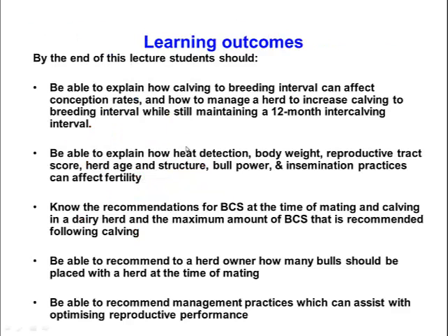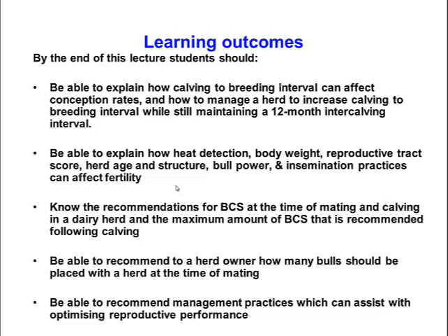By the end of this lecture, you should be able to explain how the calving to breeding interval can affect conception rates, and how to manage a herd to increase the calving to breeding interval while still maintaining a 12-month intercalving interval, which is quite important for most farmers. You should be able to explain how heat detection, body weight, reproductive tract score, herd age, structure, bull power and insemination practices can affect fertility.